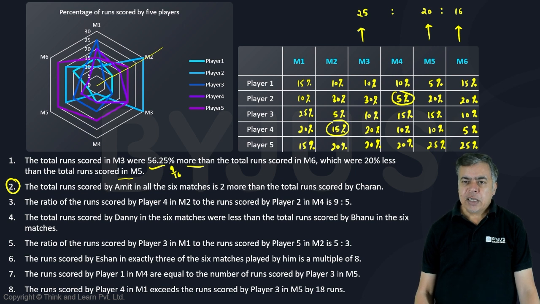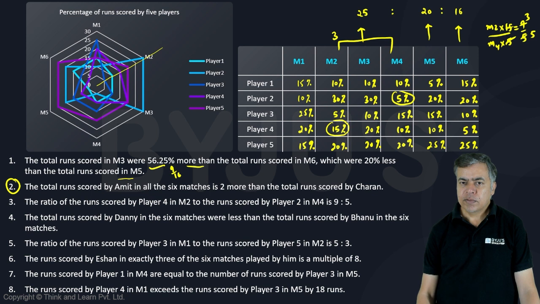So that means M2 15% must be divided by M4 5% must be 9 by 5. Okay, 5 cancel. This is 3, this is 5. So 3 by 5. M2 by M4 should be 3 by 5. Okay, so it is M2 and M4 now. So this ratio must be 3:5.